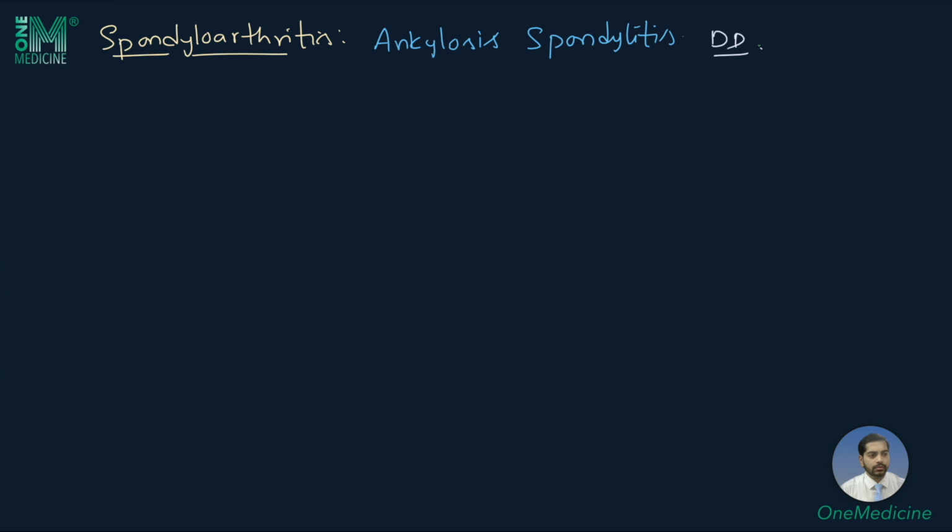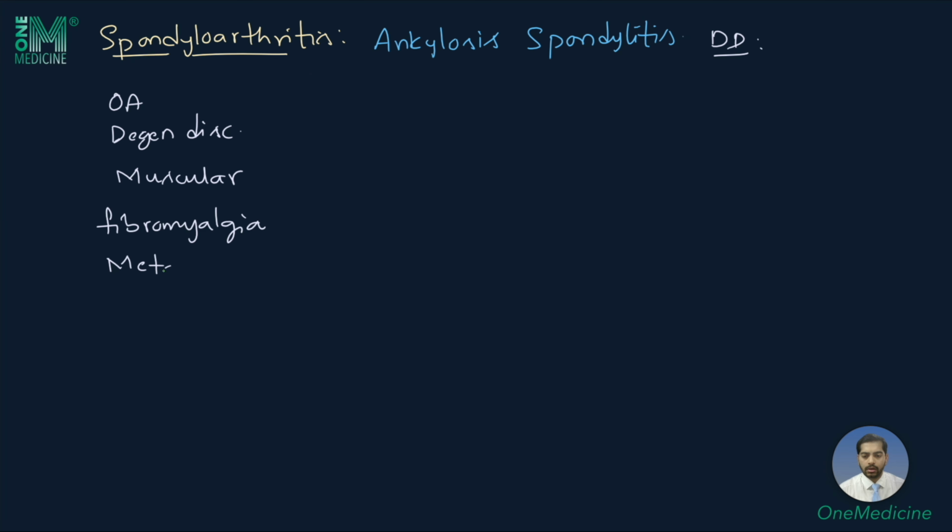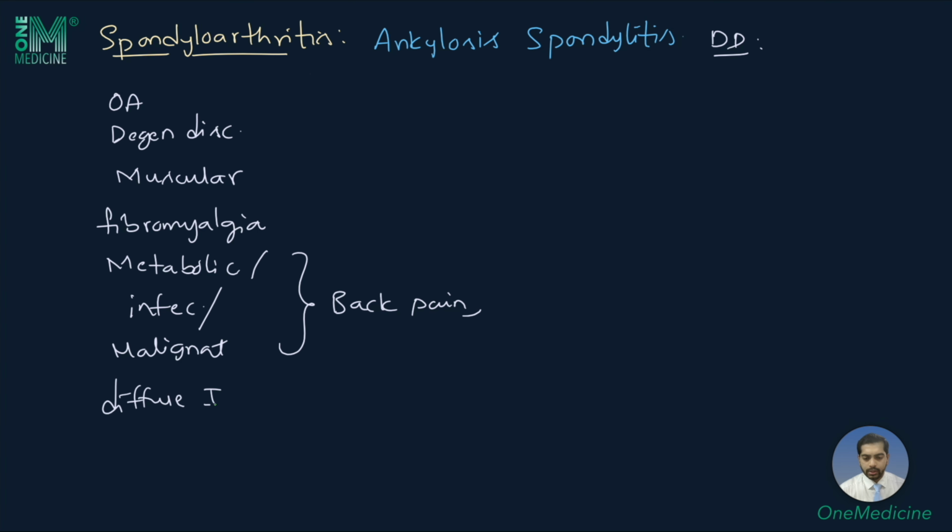The differential diagnosis for ankylosing spondylitis includes osteoarthritis, degenerative disc disease, muscular strain, fibromyalgia, metabolic, infectious, or malignant causes of back pain. Diffuse idiopathic skeletal hyperostosis can also form a differential.